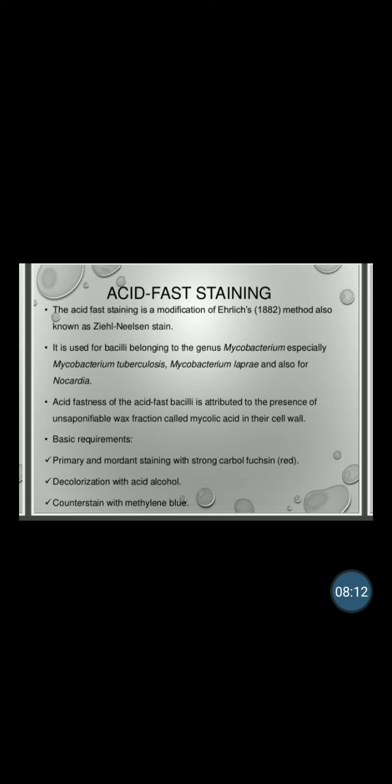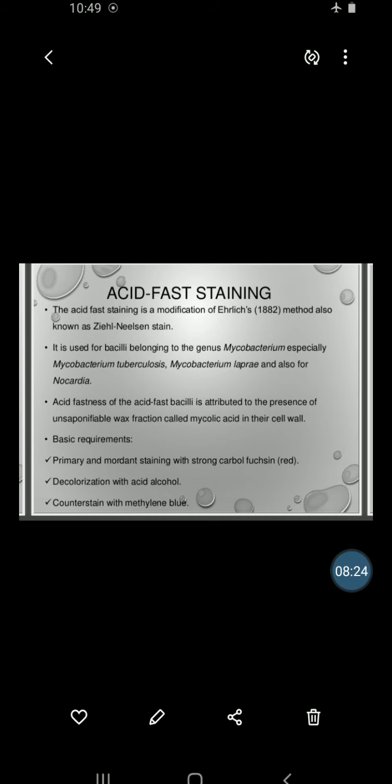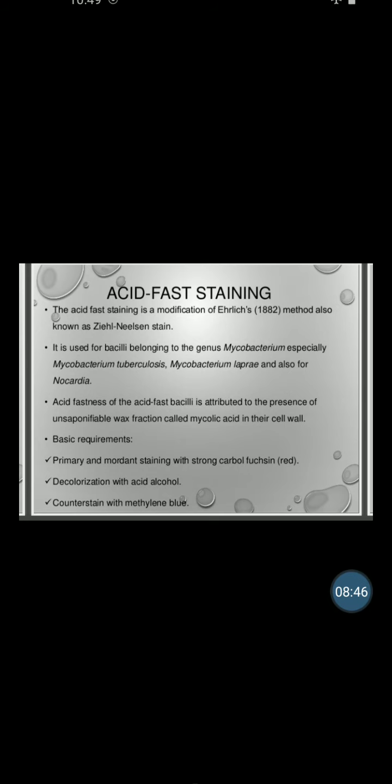Then the acid fastness of these acid fast bacilli is attributed to the presence of an unsaponifiable wax fraction, which is called mycolic acid, and which is present in the cell wall of the bacteria. Here's what I am saying: this acid fastness of acid fast bacilli is attributed to the presence of an unsaponifiable wax fraction, called mycolic acid, in their cell wall.